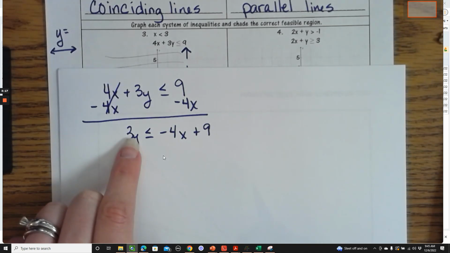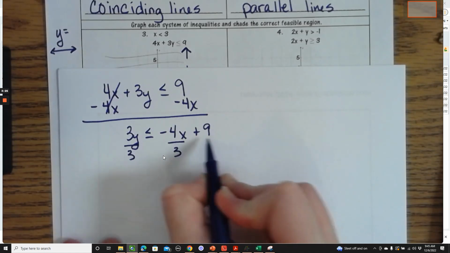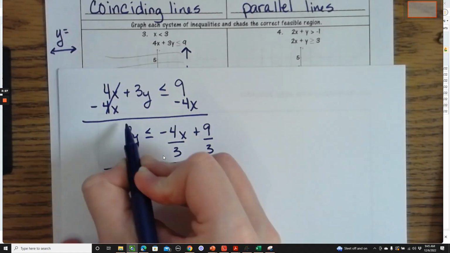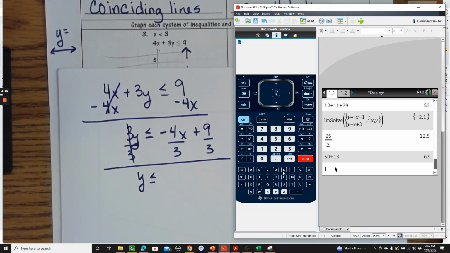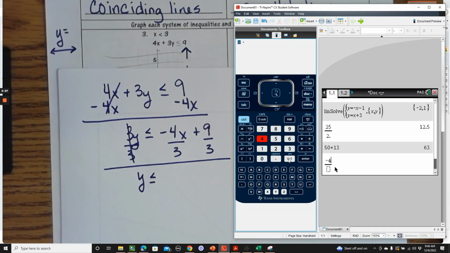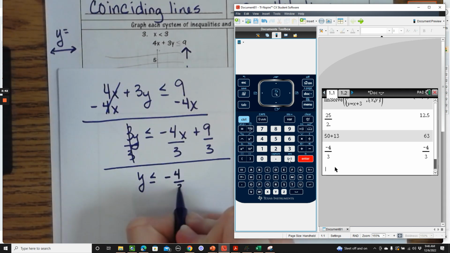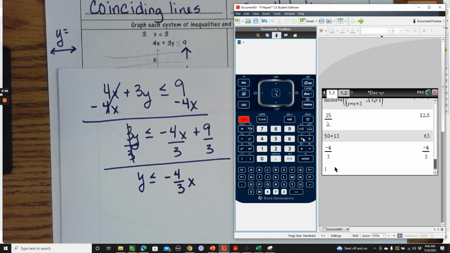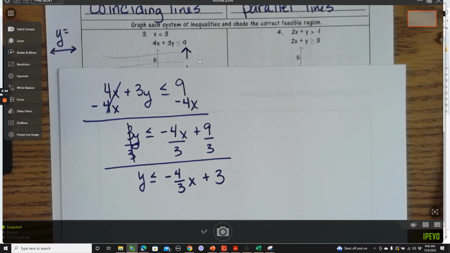All right, how do I get this 3 away from this y? Everything gets divided by 3. Okay, negative 4 over 3. Remember, simplify all your fractions in your calculator. Just type them in and see if they simplify. If it stays the same, then that's what it is. And then 9 over 3 is a 3. All right, that is my line.